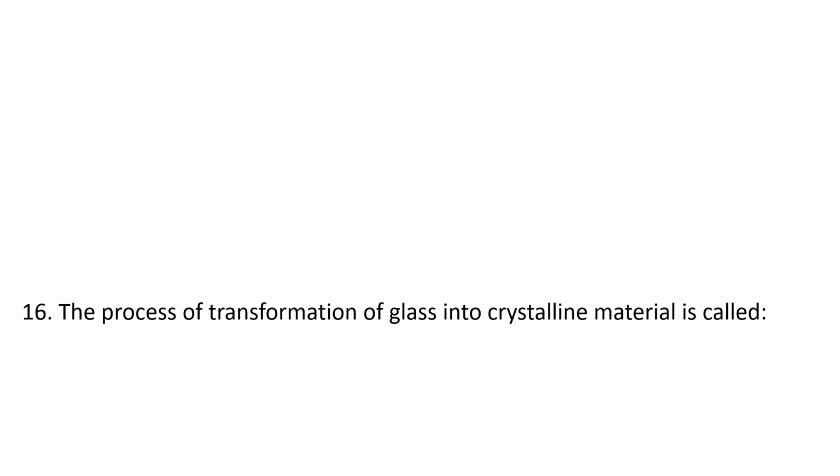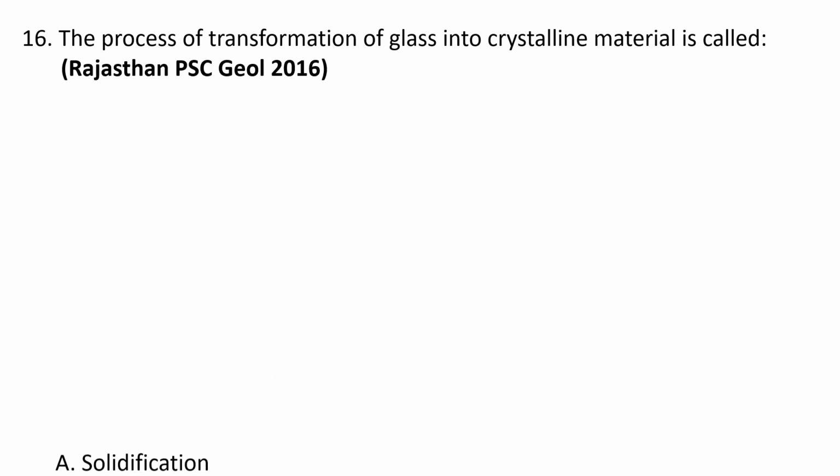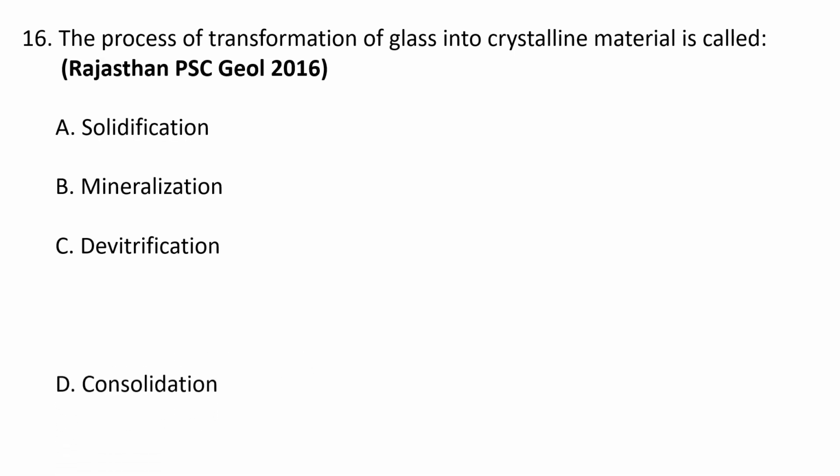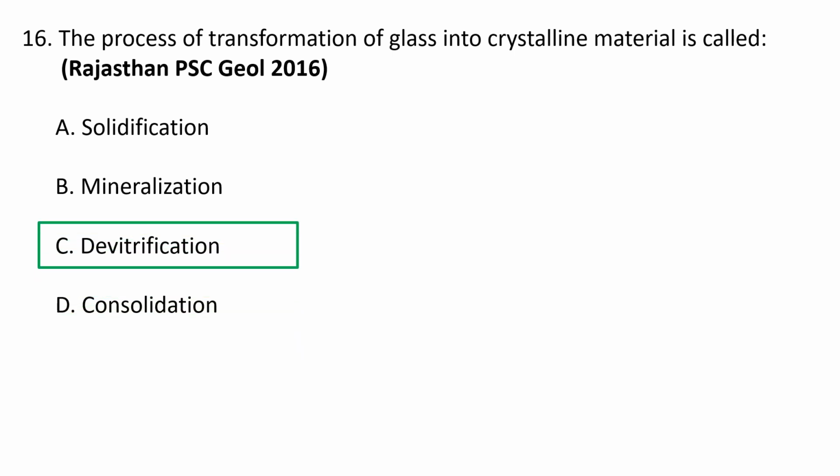Next question. The process of transformation of glass into crystalline material is called: A, solidification; B, mineralization; C, devitrification; and D, consolidation. The process of transformation of glass to crystalline material is known as devitrification. Devitrification is a process by which glassy substances change their structure into that of crystalline solids. Most glasses are silicates, in which the atomic structure does not have the repetitive arrangement for the formation of crystals. So C, devitrification, is the correct option.